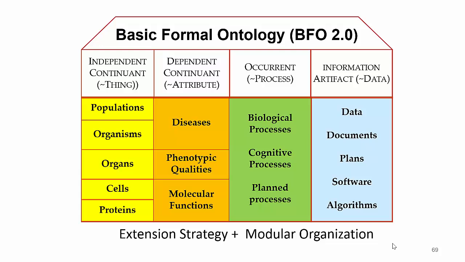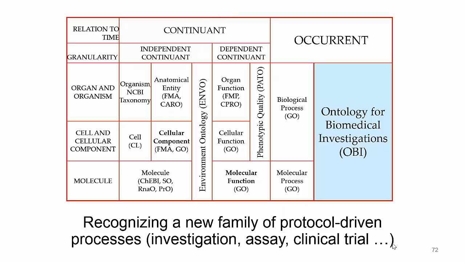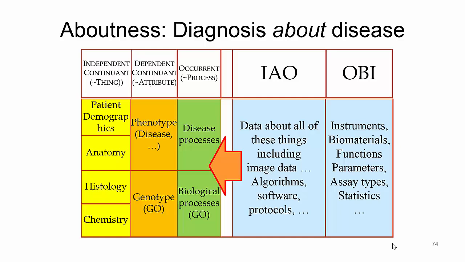Basic Formal Ontology is at the top. Information artifacts are down the right. We have things like an Environment Ontology. We have the Ontology for General Medical Science, which is the demonstration of how you do this kind of work in a modular fashion, which allows consistent extensions following a very simple recipe, which is exactly the same recipe we use for formulating definitions. And we also have the Ontology for Biomedical Investigations, and we can think of the IAO and OBI as being where the data go, which are about the biological processes and the diseases and so forth. So we have the ingredients here for creating the ontological basis for a decent interoperability platform for medical data.